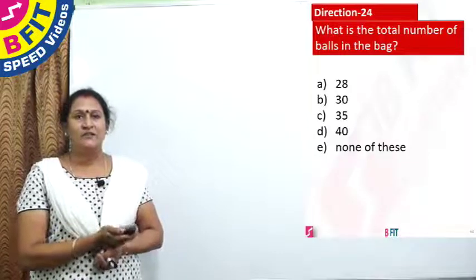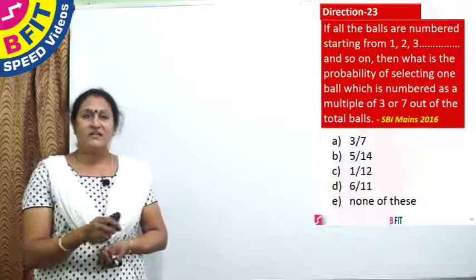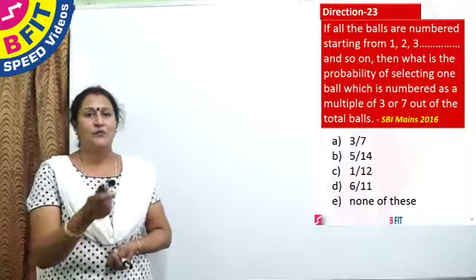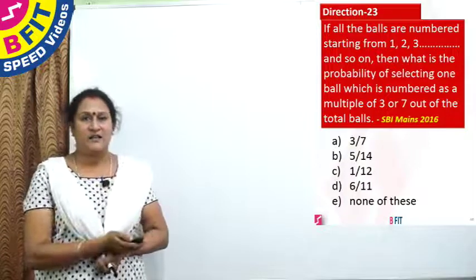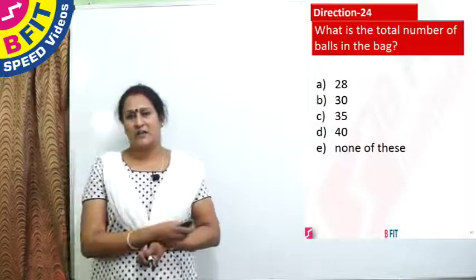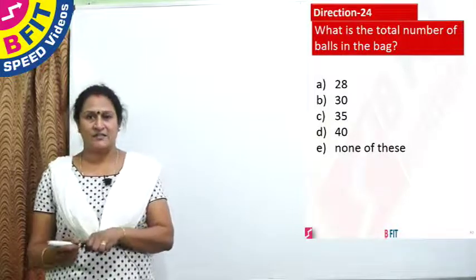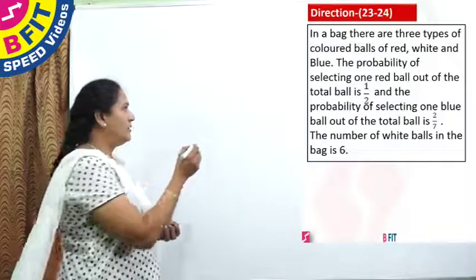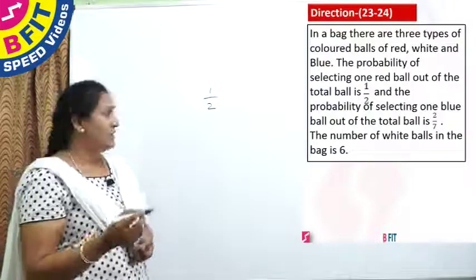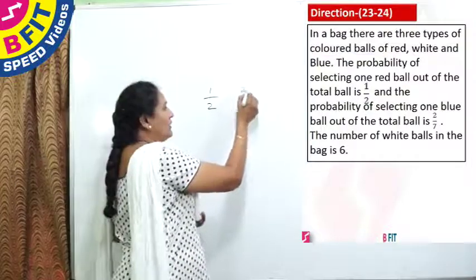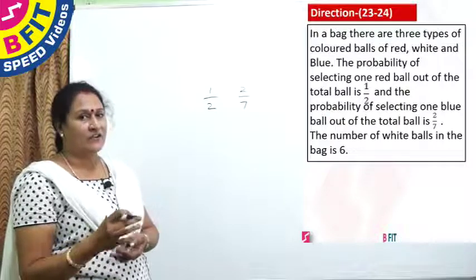With this data, the first question is to find the probability of multiples of 3 or 7. We can't answer this unless we know the number of balls in the bag, which is the second question we have to work out. So the second question is, what is the total number of balls in the bag? To find the number of balls, I will pick out all the fractions given in the question. The probability to get a red ball is half, and the probability to get a blue ball is 2/7. By assuming a value, we can find the answer easily.